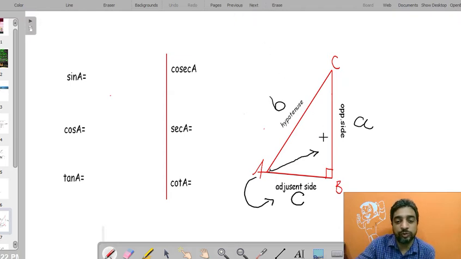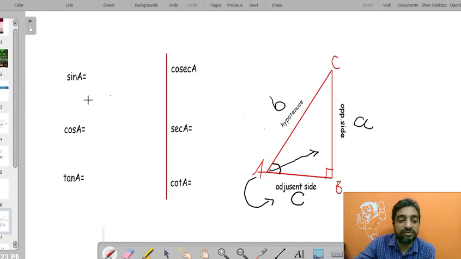Now coming to this triangle ABC, right angle at B. Suppose I am considering according to A. So BC is the opposite side and AB, just near to A, is the adjacent side. Opposite to B, the right angle, is the hypotenuse. The length of the side opposite angle A is small a, opposite angle B is small b, and opposite angle C is small c.